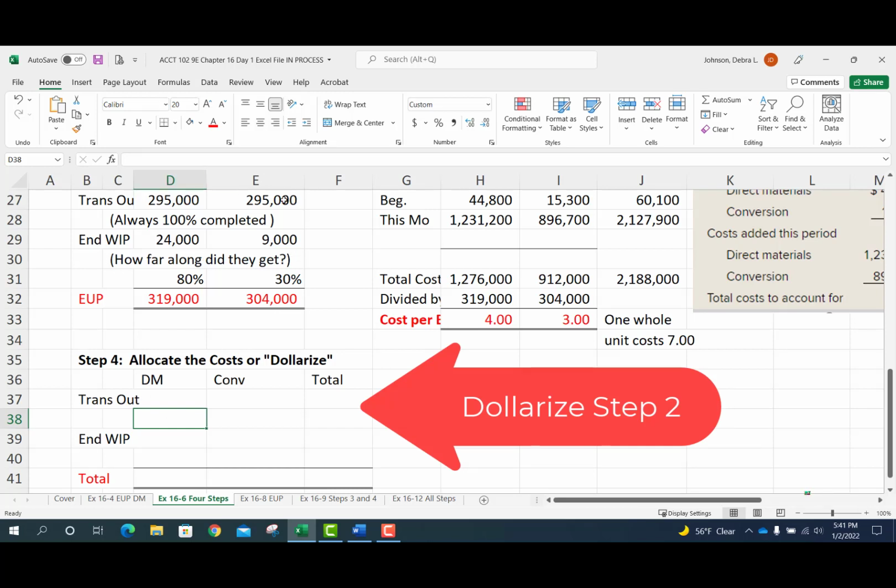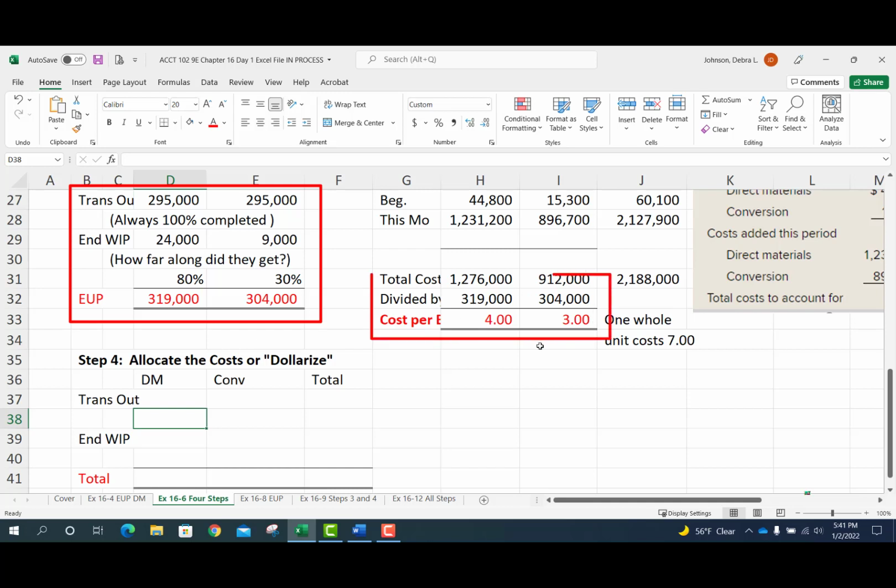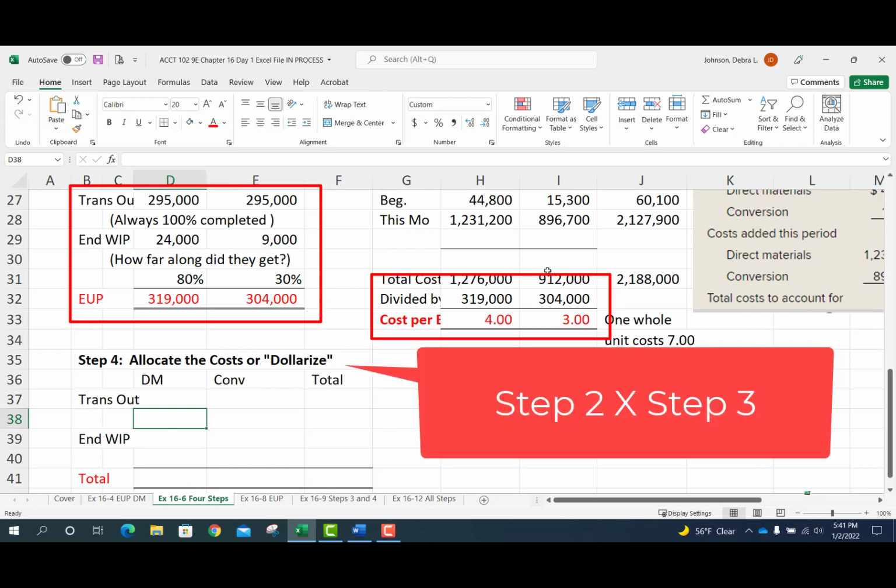What that means is in step 2, we computed the equivalent units of production for both of our layers, both transferred out and ending WIP. In step 3, we computed the cost per equivalent unit for each one of those line items. So the last step is going to take the units from step 2 times the cost from step 3. Let me write down the steps for you.